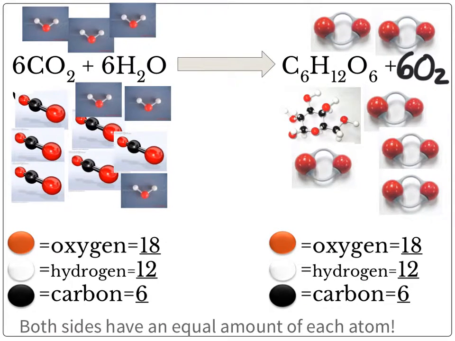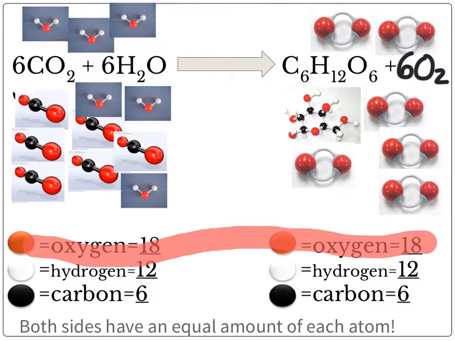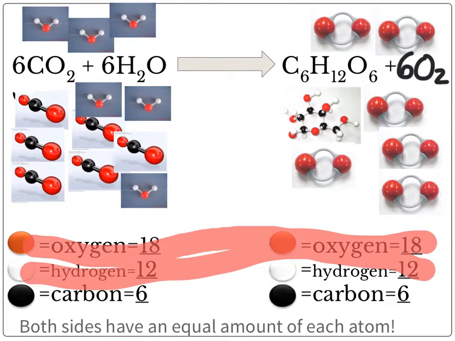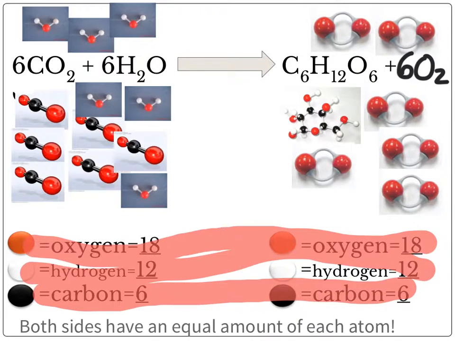So there you go, there are the official totals. Hopefully these were your answers, and you should notice that there are an equal amount of atoms on both sides of the equation now. On the reactants there are 18 oxygens, and on the products there are 18 oxygens. For the hydrogens there's 12, and 12 on the product side, and carbons on the reactant side there's 6, and on the product side there are 6. So we have the same amount of atoms on both sides.